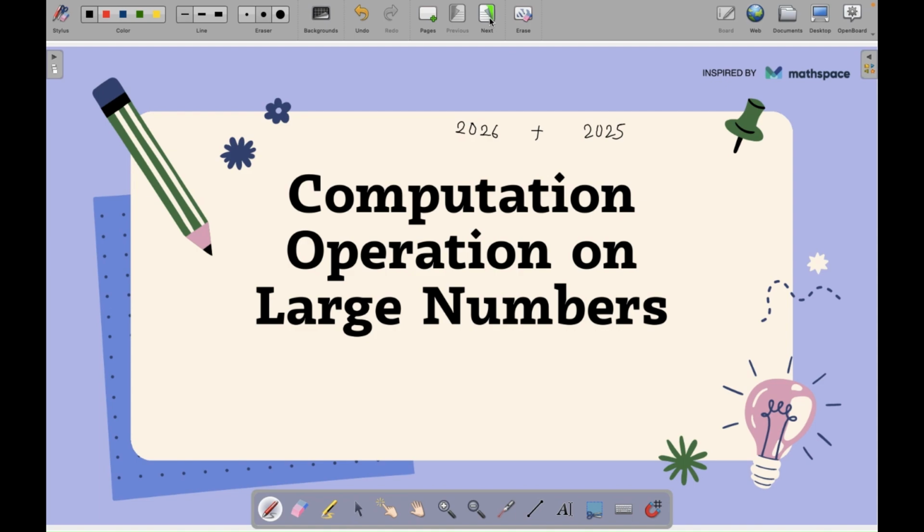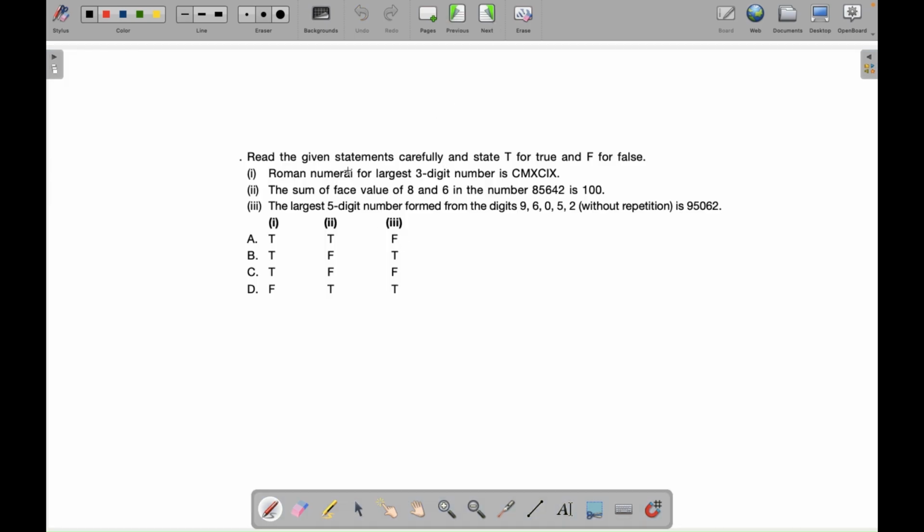Okay. Before we move on to this chapter, we'll just see a question on large numbers. We have already discussed the question, we'll just try to solve it. Read the given statements carefully and state T for true and F for false. The first question says the Roman numeral for the largest three-digit number is CM, XC, IX. So we'll first see what the largest three-digit number is. The largest three-digit number is 999, and the smallest three-digit number is 100.